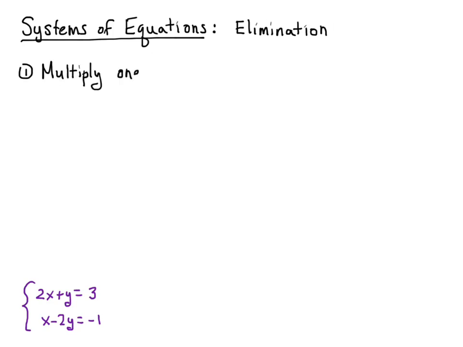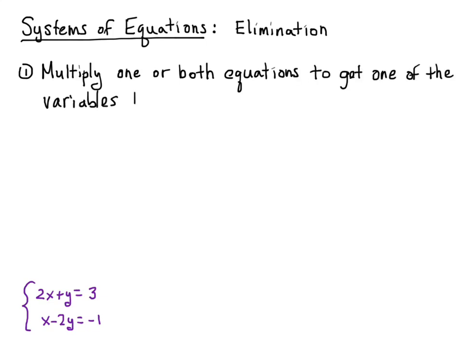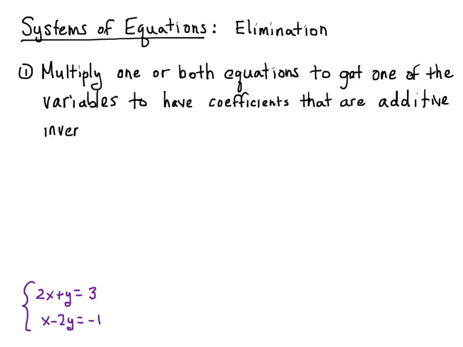Okay, so the very first thing you want to do is multiply one or both of the equations by some constant. So you're multiplying all the coefficients and the constant all the way through. Your goal is to get the coefficients of one of the variables to be the additive inverse of the other. So if you have a 2x, you want to get a negative 2x in the other equation. Or if you choose to go for a positive y, then the other equation should have a negative y.